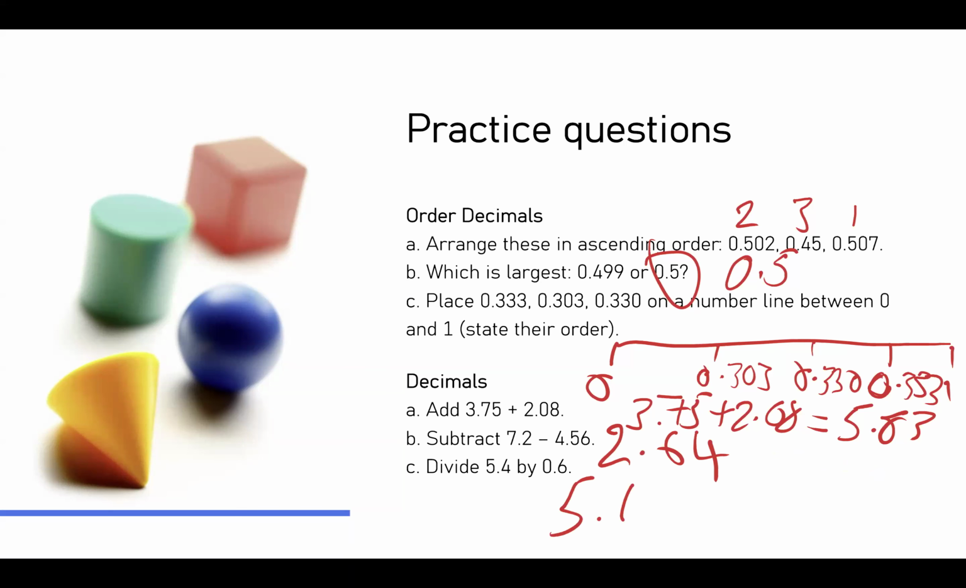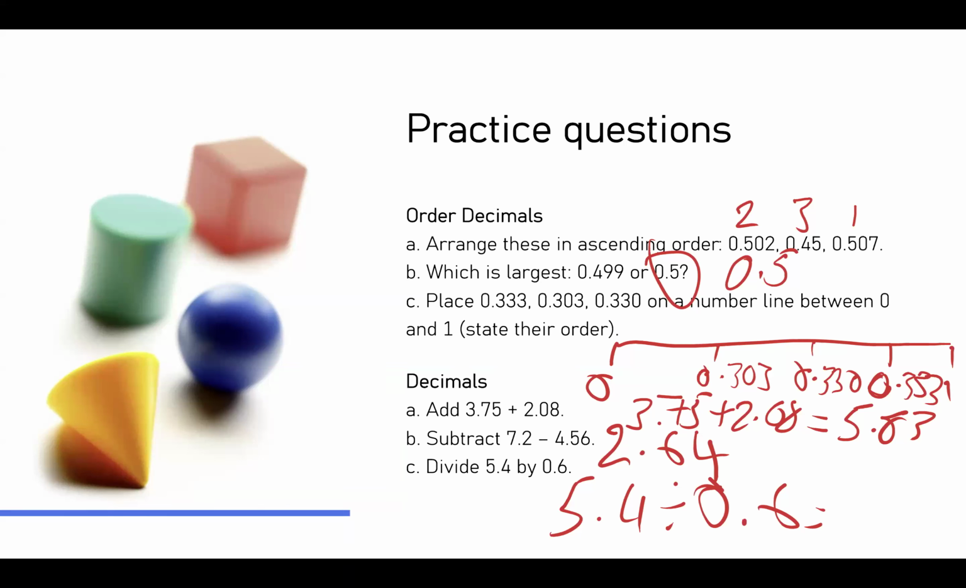The last one, divide 5.4 by 0.6. So 5.4 divided by 0.6. You can either round this up or do it on your calculator. I don't know if you guys can use a calculator, but then you can just do it on your calculator, which gives you 9. Or what you can do is, actually, I've got an idea.